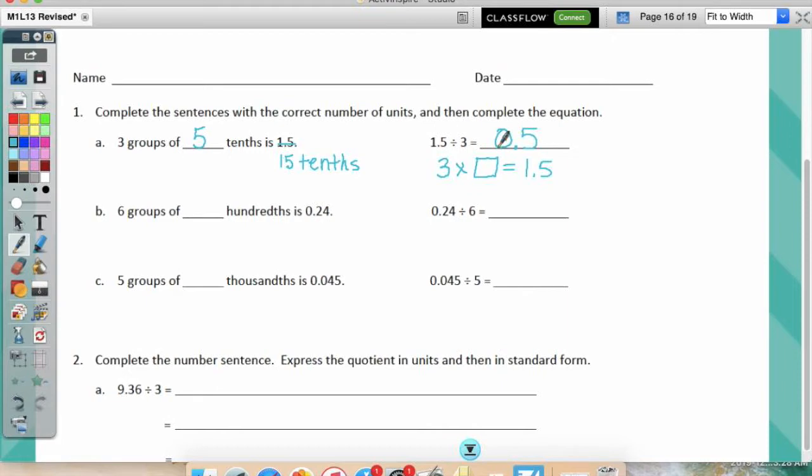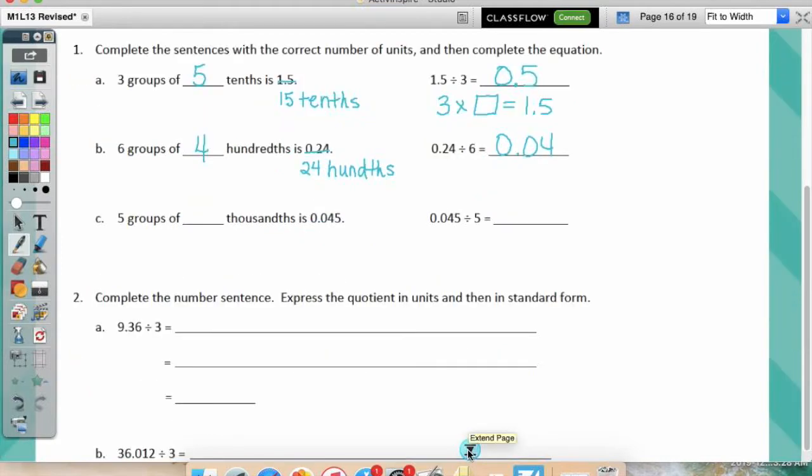6 groups of blank hundredths is 24 hundredths. Please rewrite that. So 6 times what equals 24? 4. So it's going to be 4 hundredths. So when I write my answer, how do I write 4 hundredths? 0.04. Good. Okay. So that's going to be the first part of your exit ticket, but you won't do that until tomorrow.